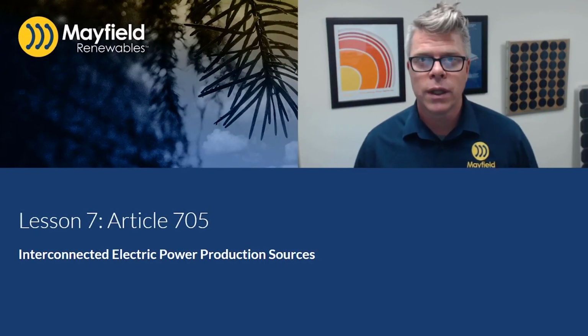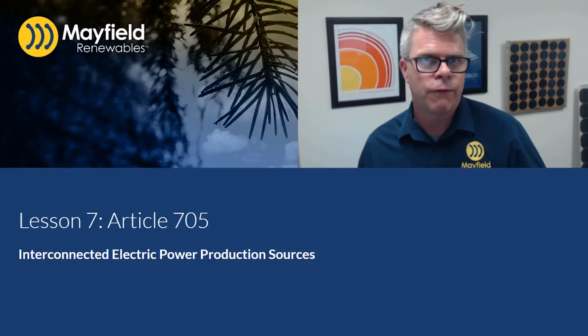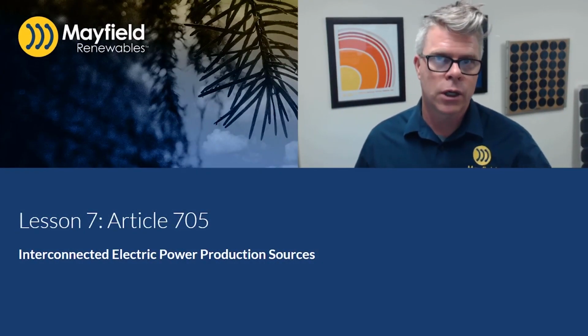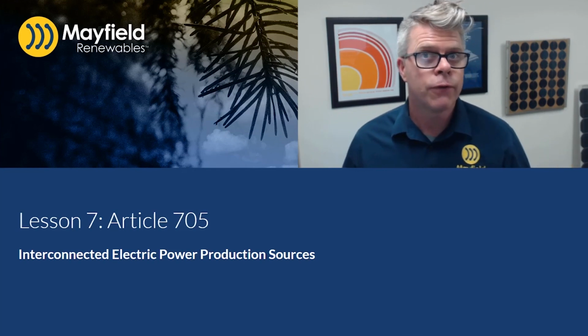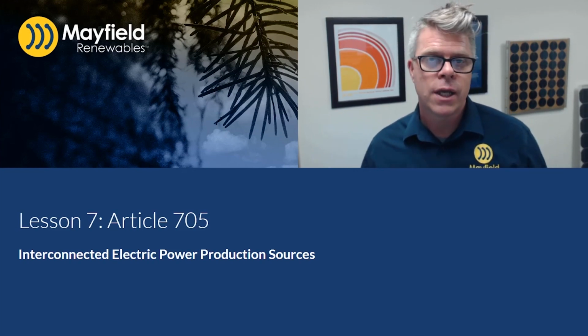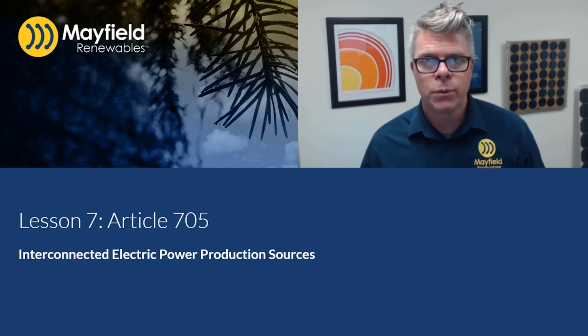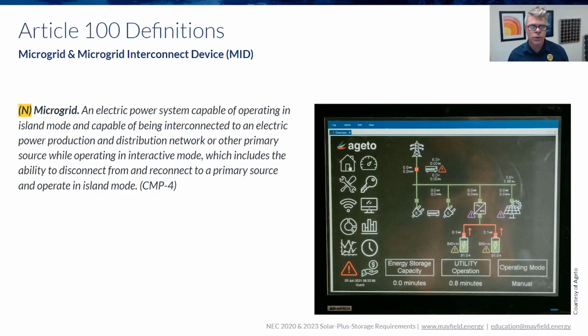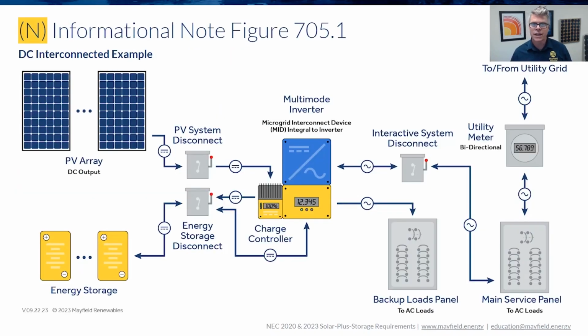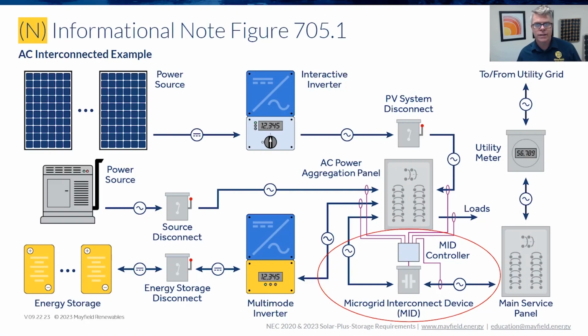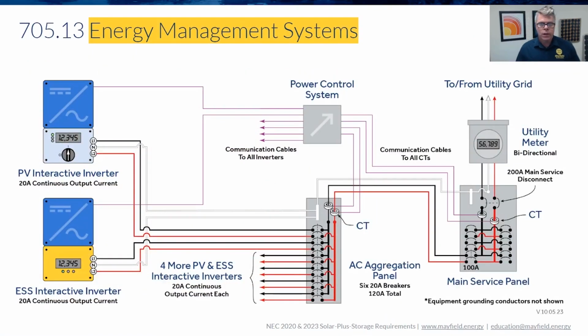Now we're going to get into Lesson 7. We're going to get into the final few code articles that apply. And so we're going to focus in on 705 here first. So many of you, I'm sure, are familiar with 705. It's the interconnected electric power production sources. And we use this article all the time when we are interconnecting our PV systems.